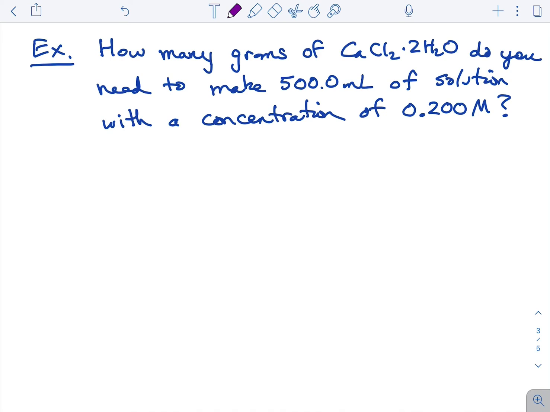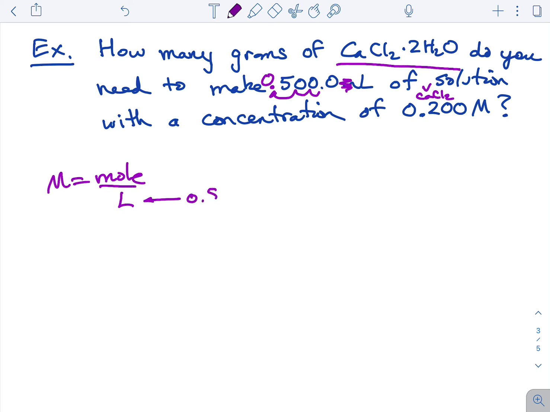How many grams of calcium chloride dihydrate do you need to make 500 mL of solution with a concentration of 0.2 molar? It should say of calcium chloride solution. Okay, so again, we're going to look at the molarity equation and ask ourselves, well, what do we have? We have the volume, which is in milliliters. I'm going to move that decimal 1, 2, 3. So 0.500 liters is going to go here, right? And we know here the molarity, right?